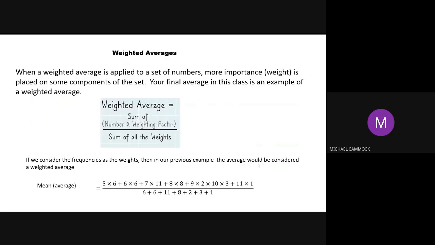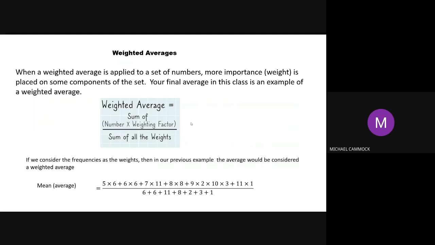But let me get to weighted averages. Let's talk about weighted averages. We just talked about means, which is the same thing as average, on Thursday when we last had a class. But we're talking about weighted averages. So let's talk about what that means. When a weighted average is applied to a set of numbers, more importance or weight is placed on some components of the set. Your final average in this class, just so you know, this is real world stuff we're talking now. Your average for this class is an example of a weighted average.